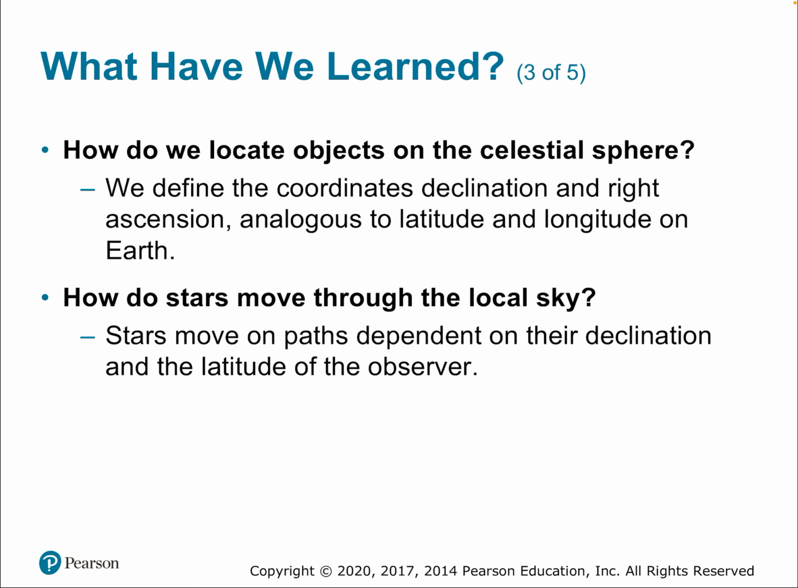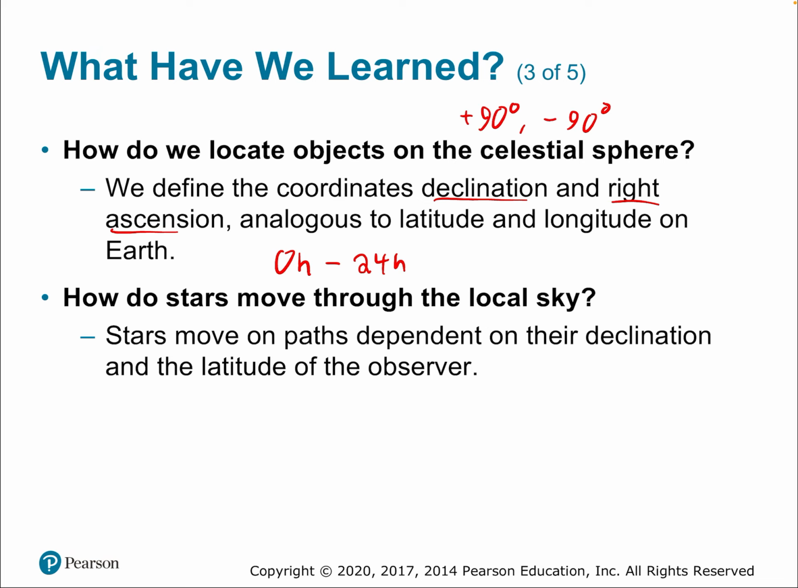So what have we learned in this second section? Well, we answered the question, how do we locate objects on the celestial sphere? We talked quite a bit about taking coordinates with declination, measured in positive and negative degrees, from positive 90 degrees down to negative 90 degrees, and right ascension, which goes from 0 hours to 24 hours, all right? So it goes all the way around the Earth, 0 hours passing through the March equinox.